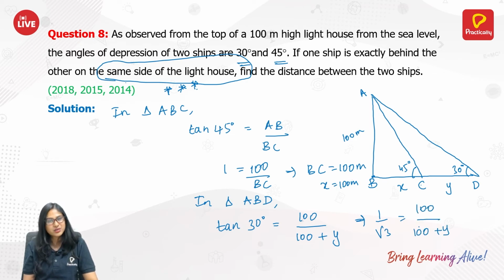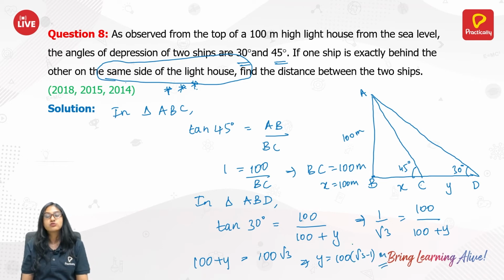So, we can find the y value from here. So, 100 plus y equals 100 root 3. Y equals 100 of root 3 minus 1 meters. If they give the value that root 3 equals 1.732, you substitute, then get the answer. Otherwise you can leave it as root 3 minus 1, no issues.